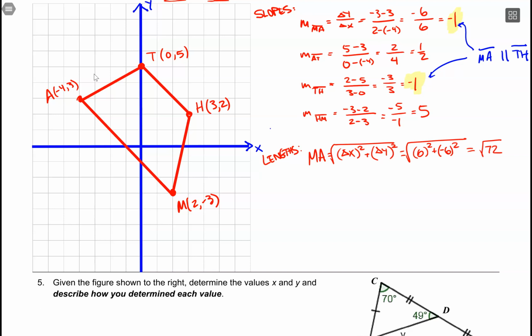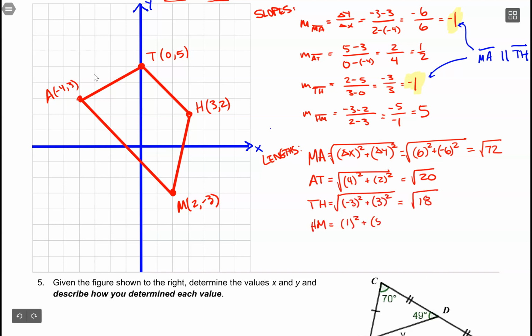Since I'm just going to be comparing numbers here, I don't actually have to approximate that square root as a decimal. I'm going to leave these all as square roots. All right, folks, there you have it. And what I notice here is that we have no sides congruent because none of these values are equal. Okay, so now it's time to make a conclusion about what we think this shape actually is.